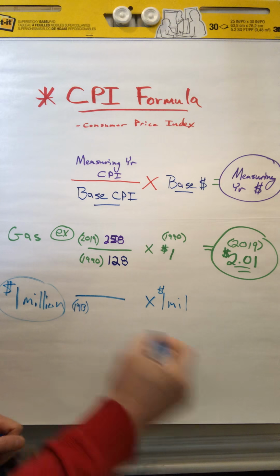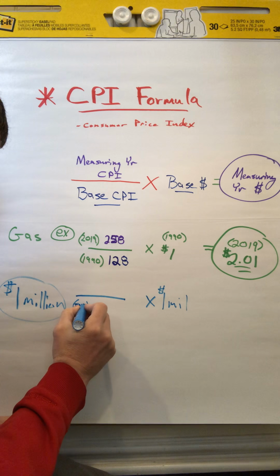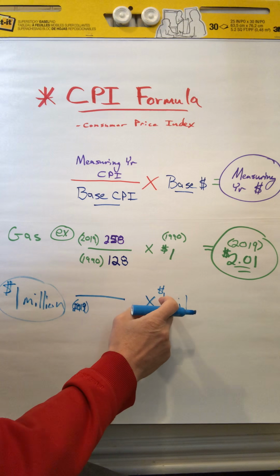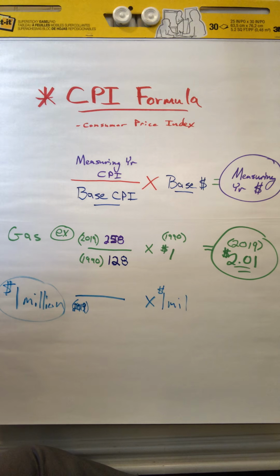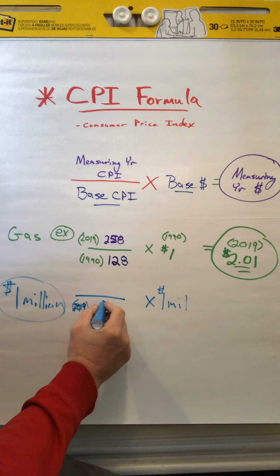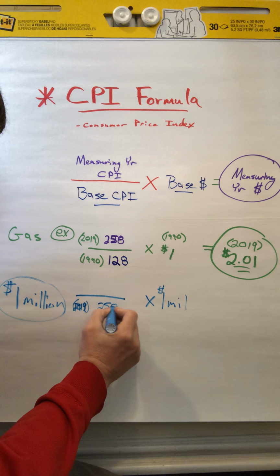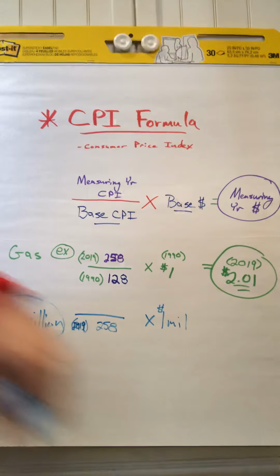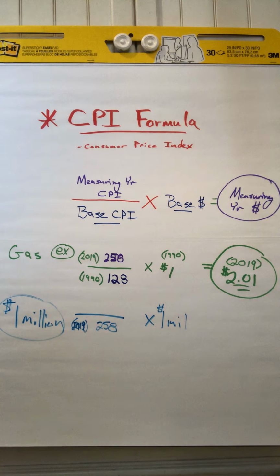Then we put the 2019 CPI, because I have the 2019 CPI. So in 2019, $1 million, what would it be equivalent to back in 1913? We're going to put the 258 up here. I'm going to grab my packet and figure out 1913's CPI. Let me look it up in the packet, because in the packet you have a chart that shows all these.